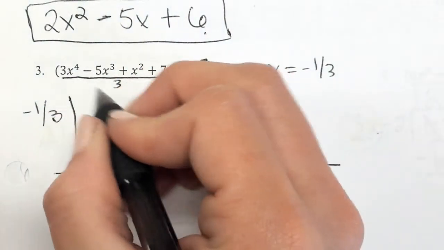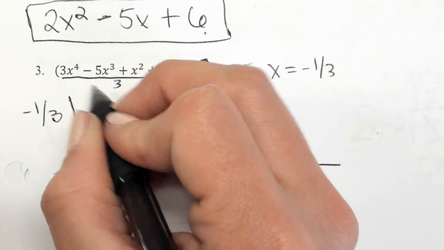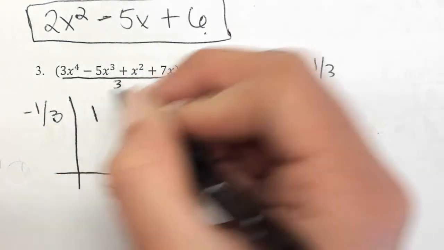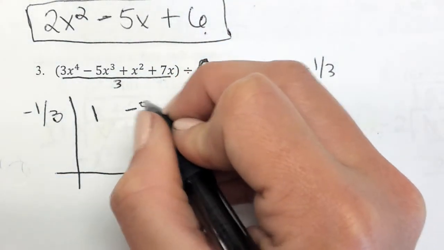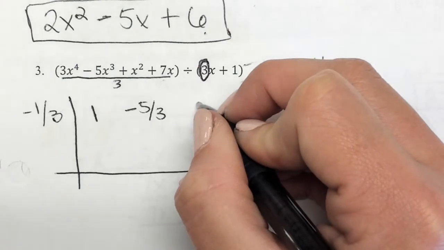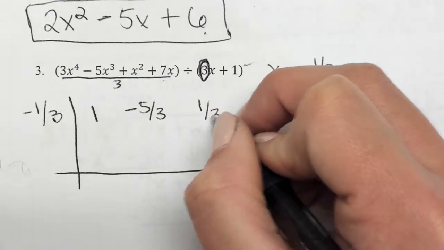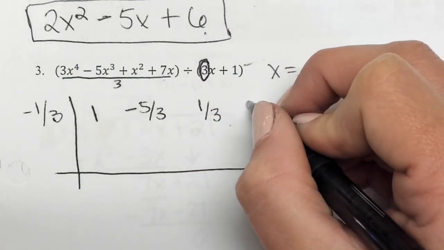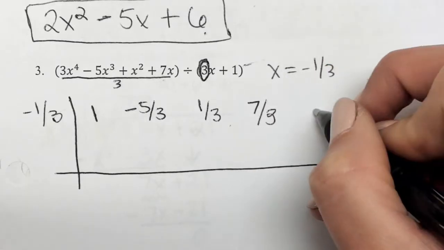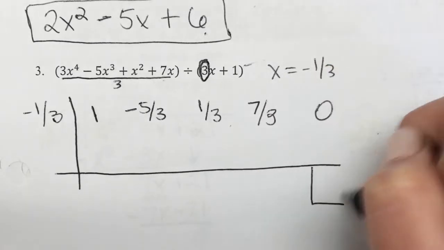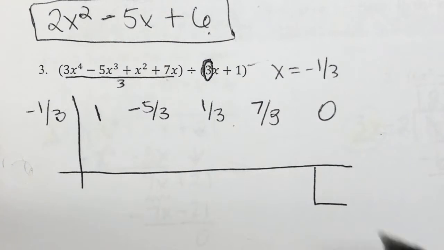Alright, but let's start from the top. This coefficient is going to be what? 1, because we got to divide by 3. This next one? Next, 1/3. Next, 7 over 3. Next, 0. Remainder box always goes underneath that last number.